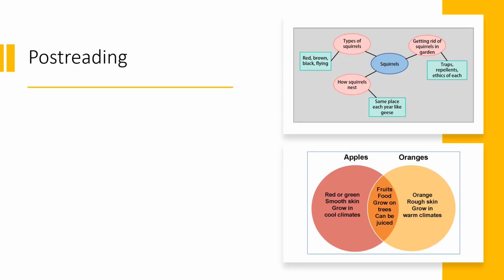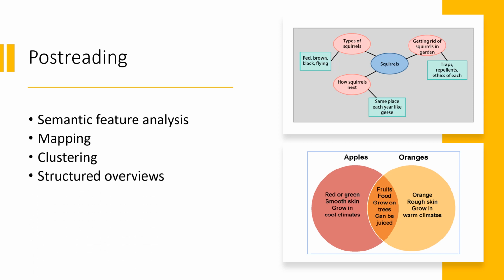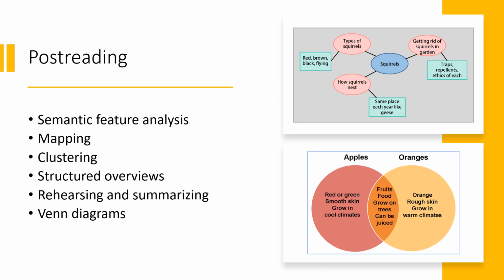Post-reading activities help students organize and remember the information they've gathered in reading. With semantic feature analysis, students make a graph with the vocabulary words from a text and note traits of a category. Other strategies include using mapping, like what's here in the top right corner, clustering and structured overview, like I've discussed before, to make connections between words. Rehearsing information through discussion, repetition, or creating maps is necessary for memory.